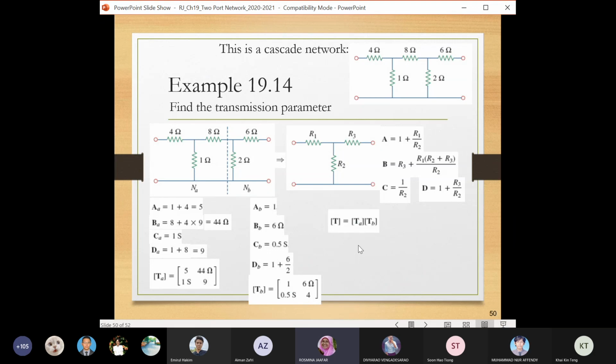And the overall transmission parameter for this circuit is TA times TB. When you multiply a matrix, first entry times the first entry of the second matrix, plus 44 times 0.5. But using your calculator, you can just enter matrix A, matrix B, enter, and you will get the overall. The second one, 5 times 6 plus 44 times 4. And the second row, 1 times 1 plus 9 times 0.5. And the fourth entry, 1 times 6 plus 9 times 4. So altogether you will get 27, 206, 5.5, and 42.